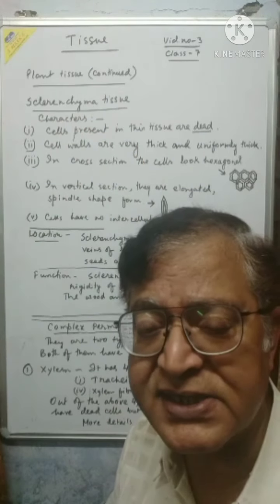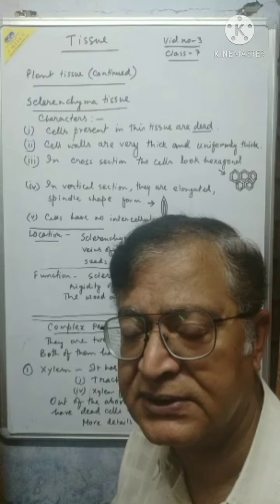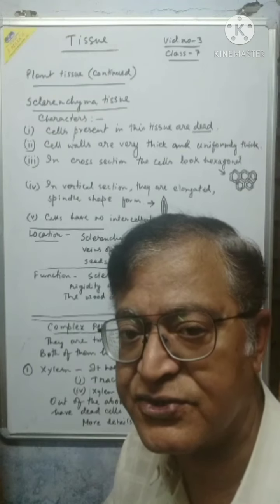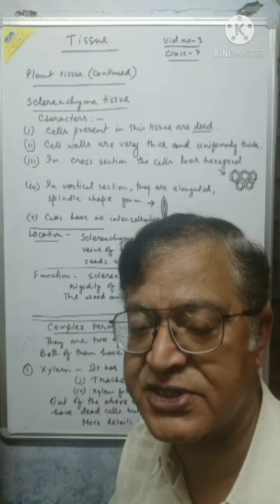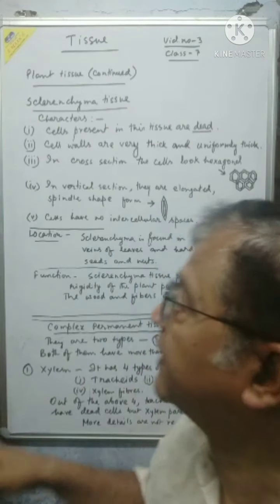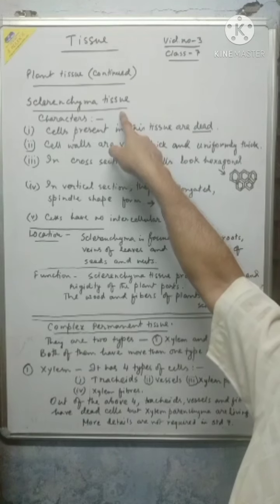We have already discussed parenchyma and collenchyma tissue in simple permanent, and in the previous video number 1 we discussed meristematic tissue. Now we will continue discussion on simple permanent and then complex permanent. Out of simple permanent, the third type is sclerenchyma tissue.